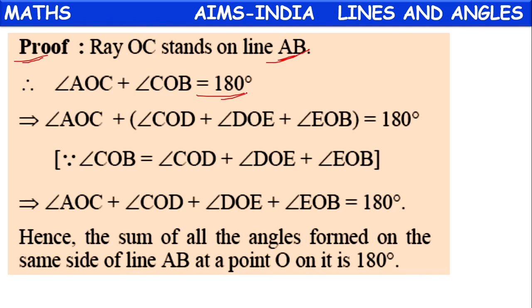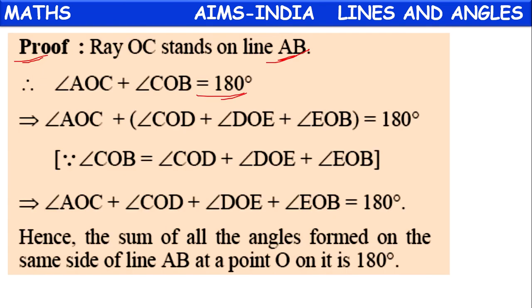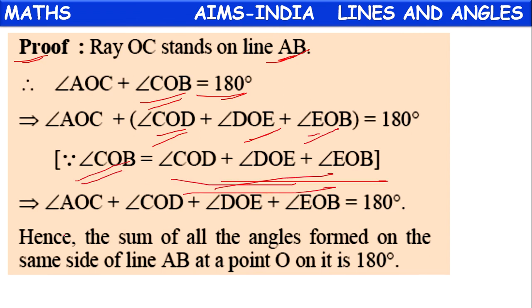Okay, 180 degrees. But what is COB? COB is a combination of COD plus DOE plus EOB. The combination of these 1, 2, 3 is called COB. So in the place of COB, we can keep its components COD, DOE, EOB, because COB is nothing but the sum of these three. So the sum of 1 plus 3, which means the sum of all 4, will become 180 degrees.